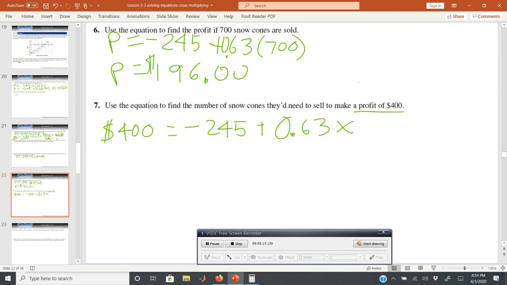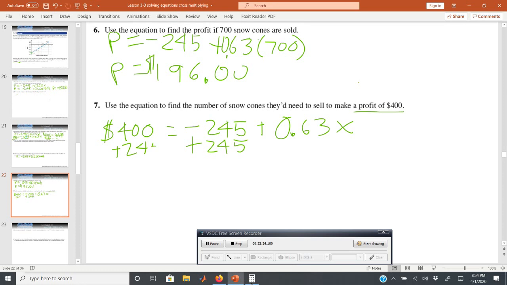That's the purpose of X. It's sitting there in place of a number we don't know. That's actually what we're trying to find. We're going to use our equation solving tools to find that.